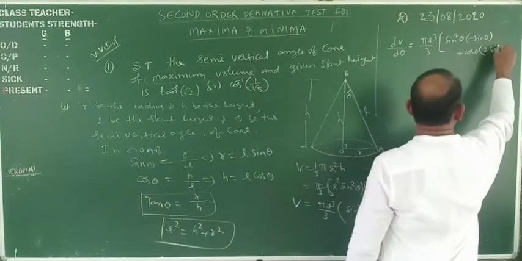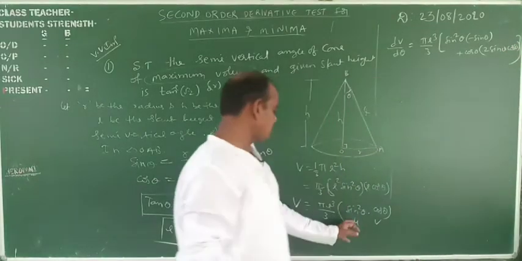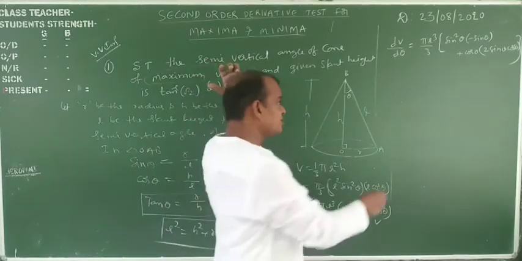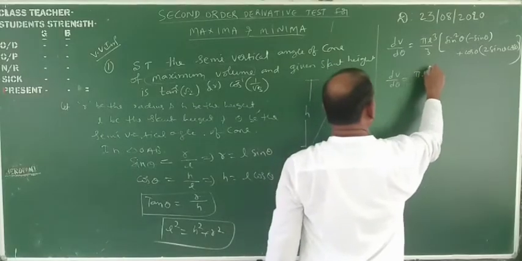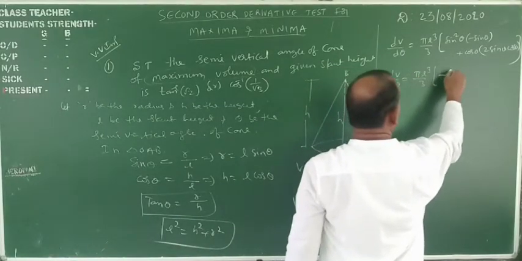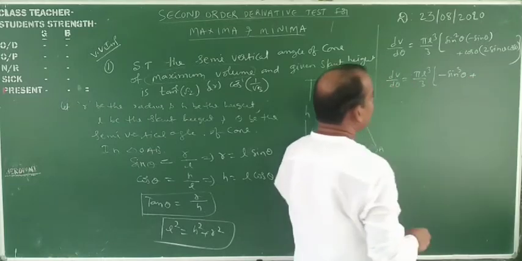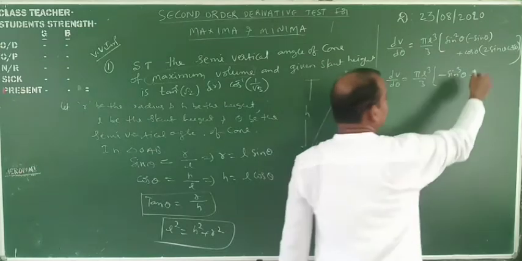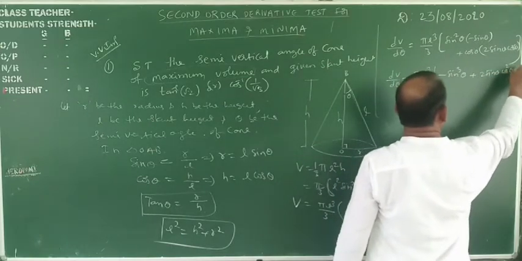Here this is 2 sin theta cos theta, or derivative of x square is 2x, and derivative of sin theta is cos theta, okay my dear students. So dV by d theta is equal to pi L cube by 3 into minus sin cube theta plus 2 sin theta into cos square theta, okay.